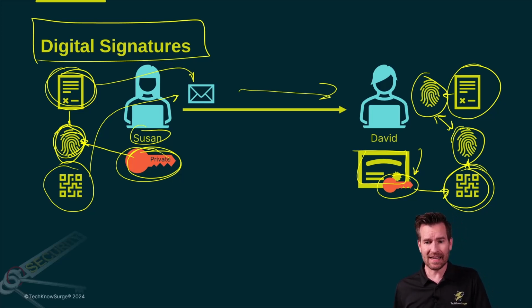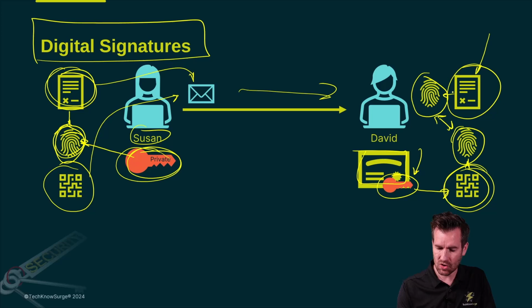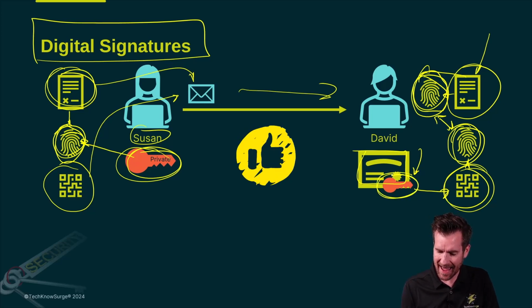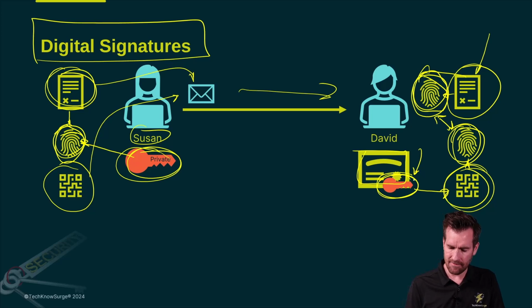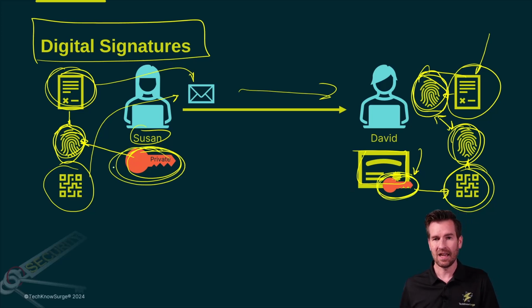So integrity has happened: the document hasn't changed, and he knows it hasn't changed because his fingerprint lines up with the original fingerprint. And it also has created authenticity. He knows that he has the validated public key that matches with the private key that Susan has. So that is a digital signature proving both integrity and authenticity.